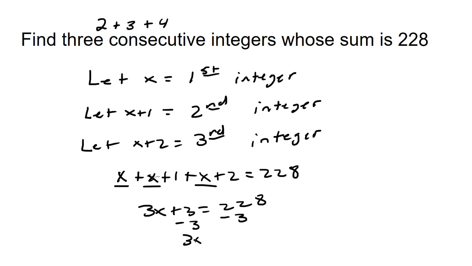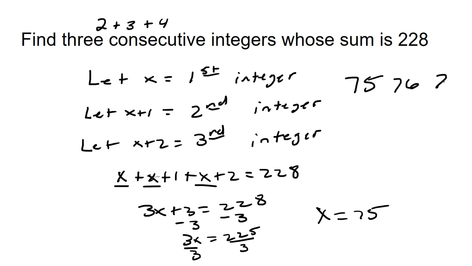I got 3x is equal to 225. I'm going to divide by 3 here, and I get 225 divided by 3 is equal to 75. So I get x is equal to 75. So that's the first integer. Make sure you answer the question. What are the three integers? 75, 76, 77.